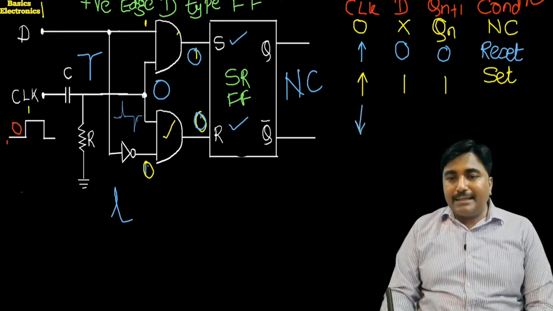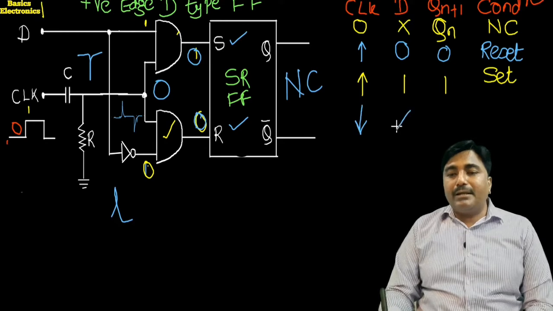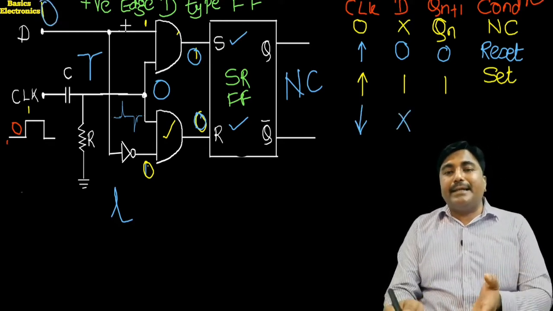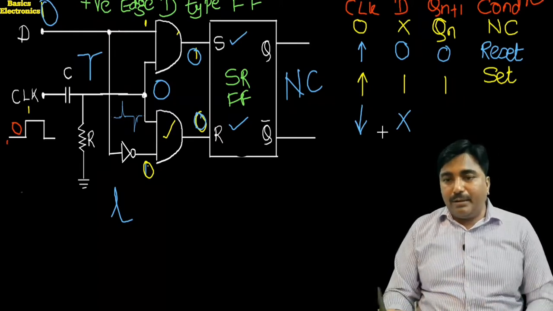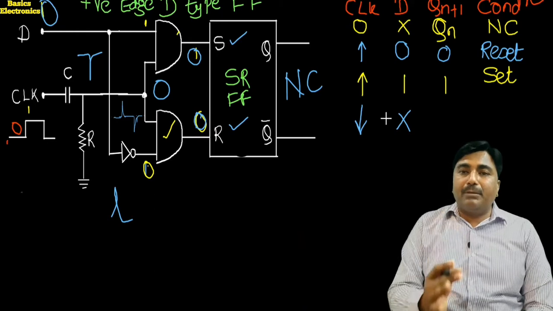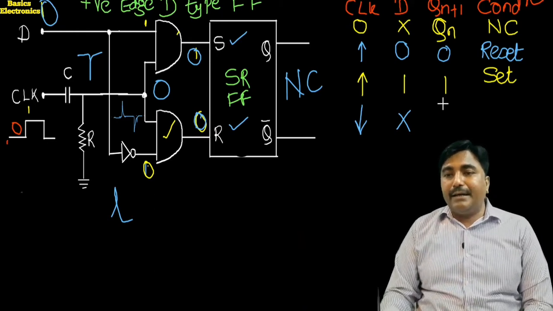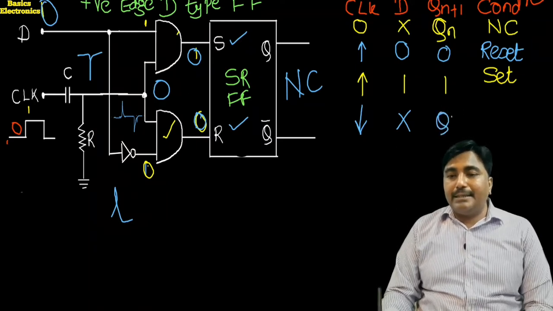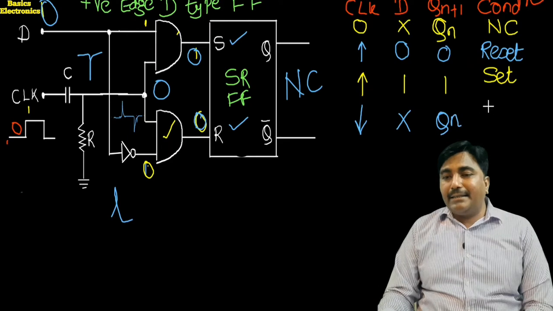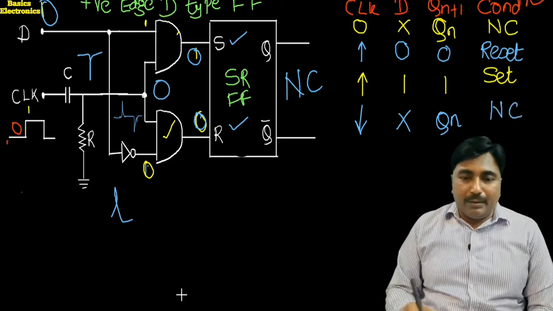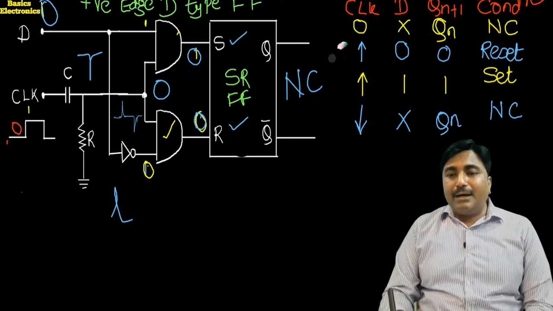Means when there is a negative edge, whatever the D input, suppose the D input is equal to 0, again there is a no change condition. So D may be equal to 0 or equal to 1, and we get the output Qn+1 equal to Qn, and this condition we again call the no change condition.